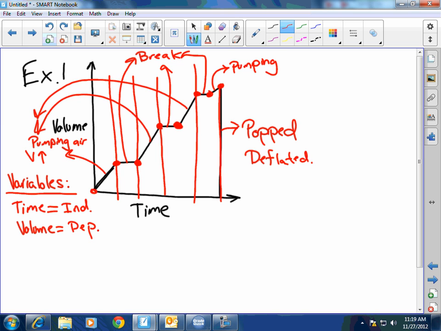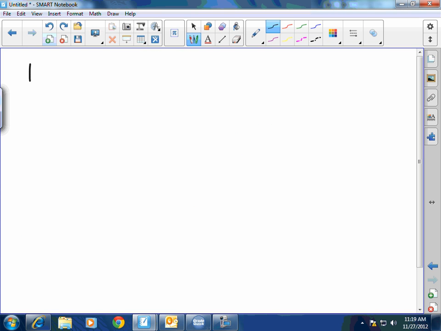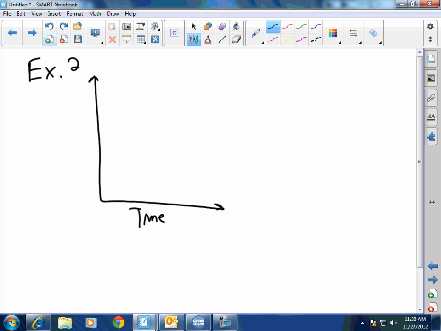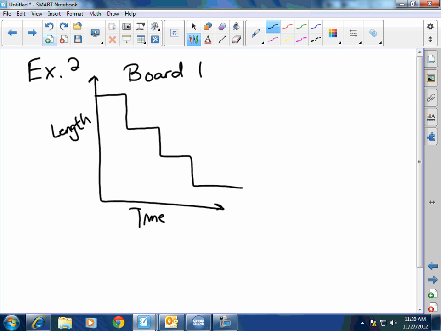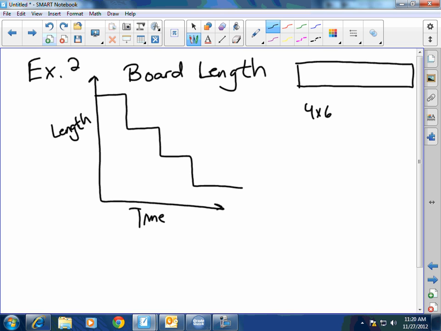All right? Let me give you another example. What if I give you this? And we have here board length. And by a board, I'm not talking about a chalkboard, I'm talking about a board of wood. Maybe a 2x4, a 4x8, or a 3x6. It's a piece of wood, a board. You buy a board at Home Depot, for example. 4 inches by 6 inches by 12 feet, for example. Okay? You buy a long board.